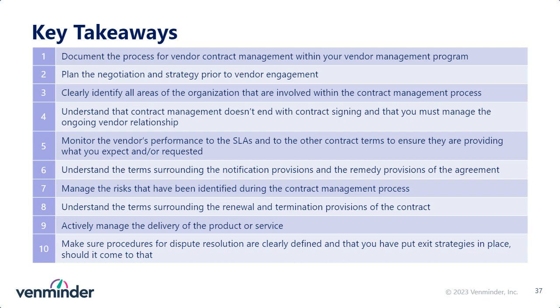Monitor that vendor's performance to the SLAs. Be sure to look at those KPIs and KRIs as well, so you can anticipate what's going on with your vendor. Understand the terms surrounding notification provisions and the remedy provisions for the agreement. Manage the risk that you identified during the contract management process through all of your ongoing review of your vendor and that contract. Understand the terms around renewal and termination. Those are so critical to understand going in. Actively manage the delivery of that product and service, again, by reviewing those SLAs, KRIs, and KPIs, and make sure that procedures for dispute resolution are clearly defined and that you have put exit strategies in place should it come to that. And with that, we'll turn it back over to Jessie.